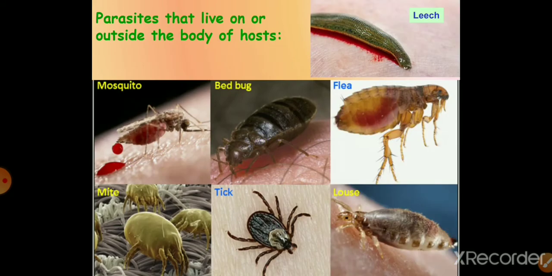Examples of parasites that live on or outside the body of the hosts include leeches and mosquitoes. Now we know that mosquitoes suck blood from animals and humans, and by sucking the blood they get nutrients from that blood. And mosquitoes also cause many diseases like dengue, malaria and chikungunya. Other parasites include bed bugs, fleas, mites, ticks and louse or lice.